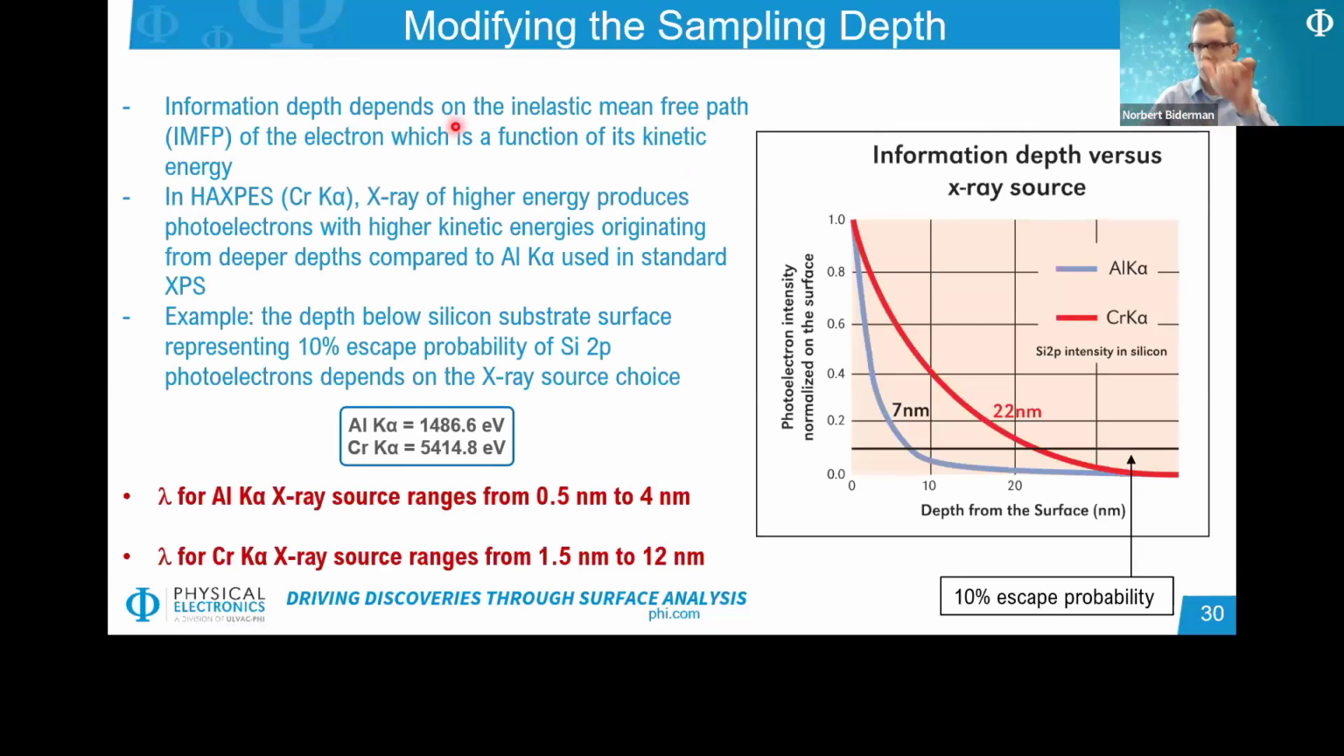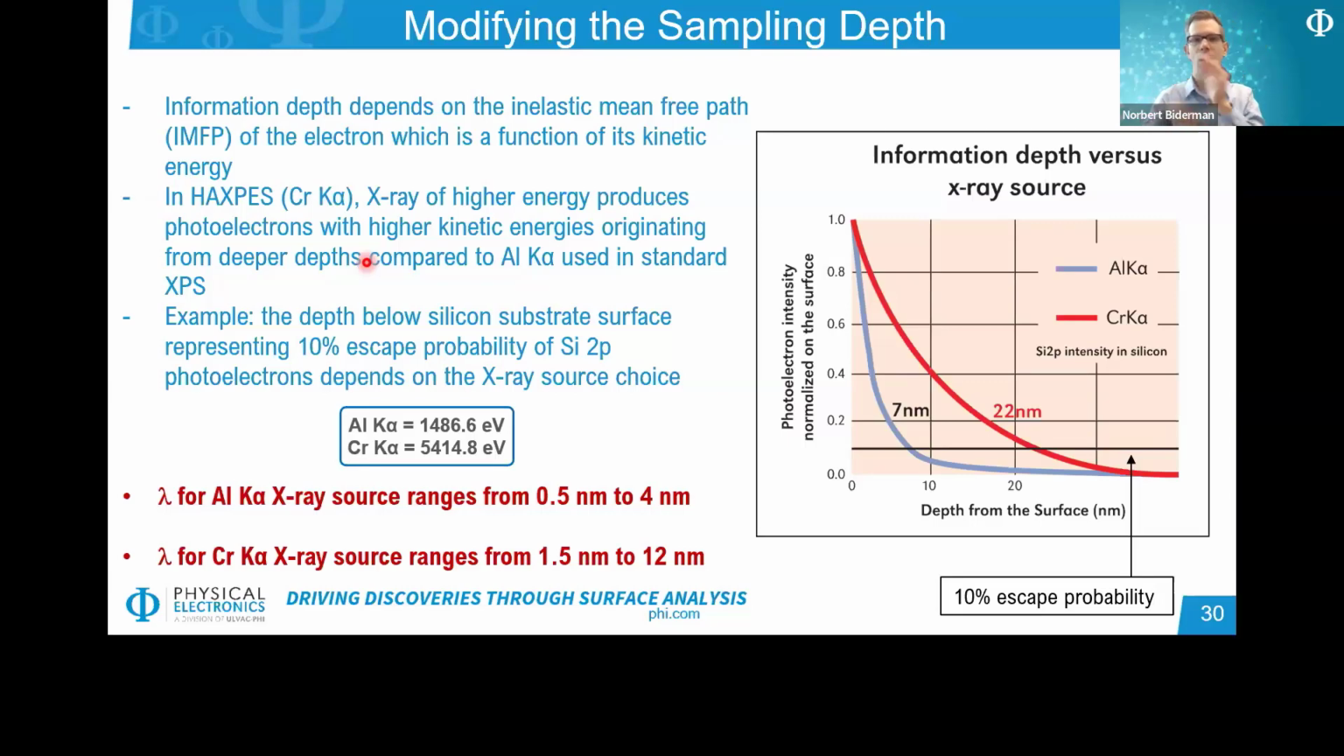So let's summarize why you'd want to use a chromium X-ray beam. That depth information depends on the IMFP of the electron, and the IMFP depends on the X-ray beam itself. Now, within HAXPES, with the X-ray XPS, right, you have an X-ray of a higher energy, which means you have a higher kinetic energy, which thus means you have a larger IMFP compared to the aluminum X-ray beam.